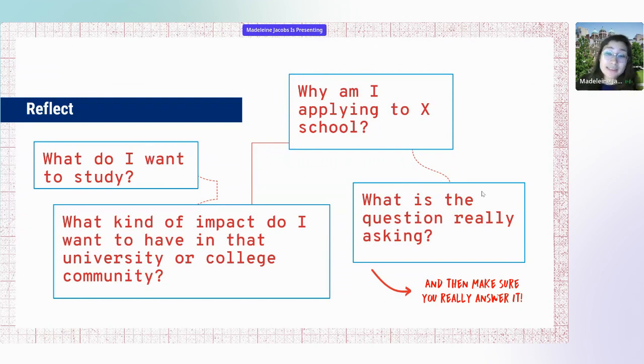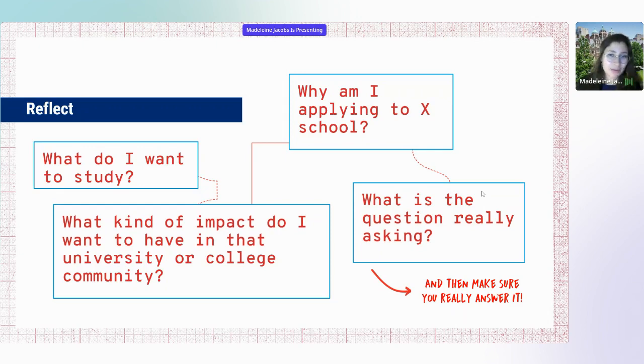So what do I want to study, or what general interests do I have? What kind of impact do I want to have in that college or that university setting? Why am I applying to school? What do I want to get out of these 4 years? Again, you don't have to have your career set out. You don't have to have the next 10 years planned. I certainly did not. But it's good to start to think about what you are trying to accomplish and why you're applying to college. And then, what is this question asking me?